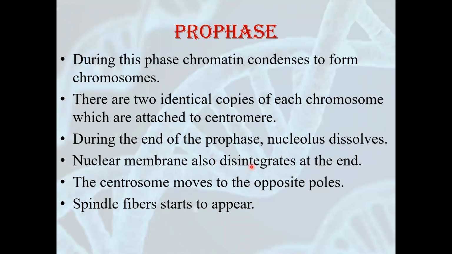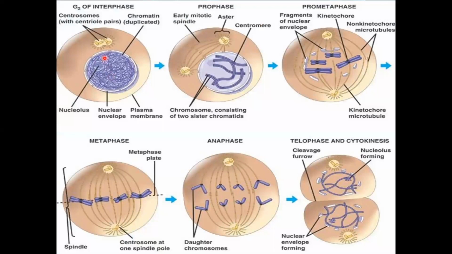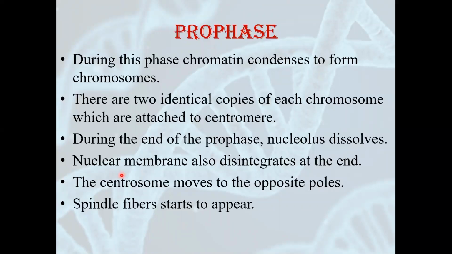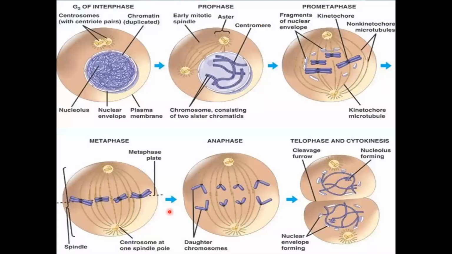The nuclear membrane will also disintegrate, and the centrosomes will move to opposite poles. Here, these are the centrosomes, with centriole pairs. You can see the centrioles are arranged at 90 degrees. They will start moving to opposite poles. Here they are moving to opposite poles. Spindle fibers will start to appear. This also you can see clearly. Spindle fibers have already begun to appear.